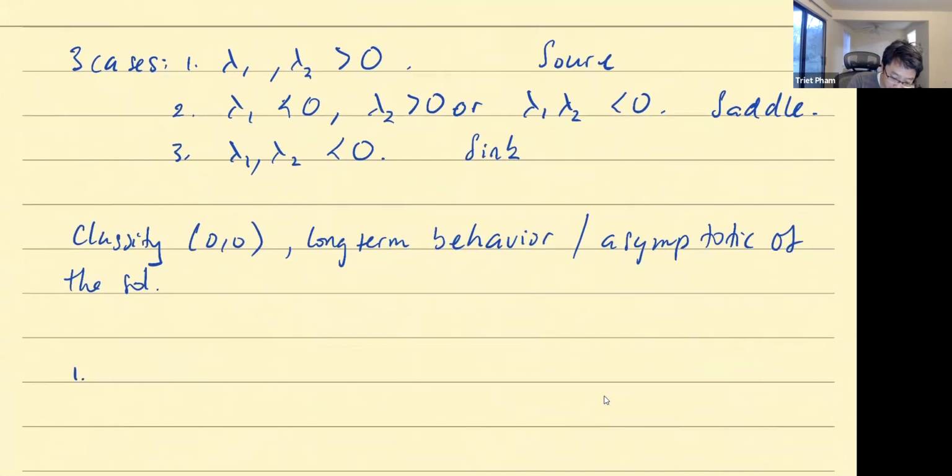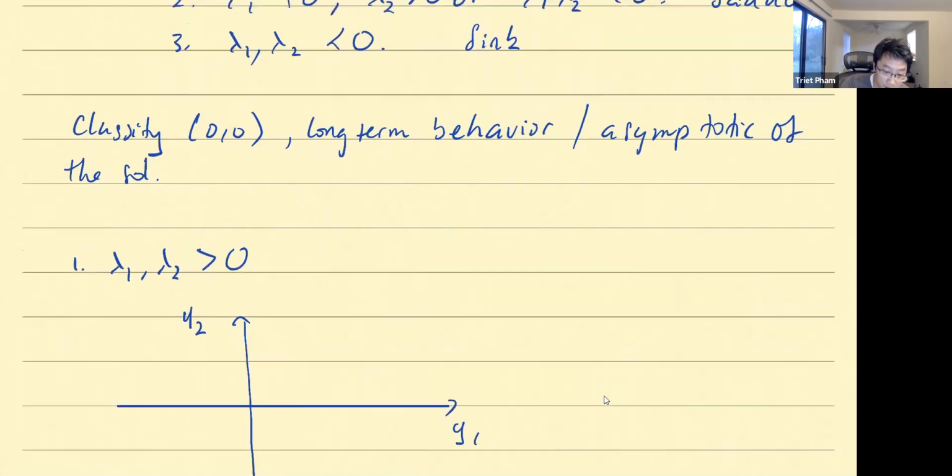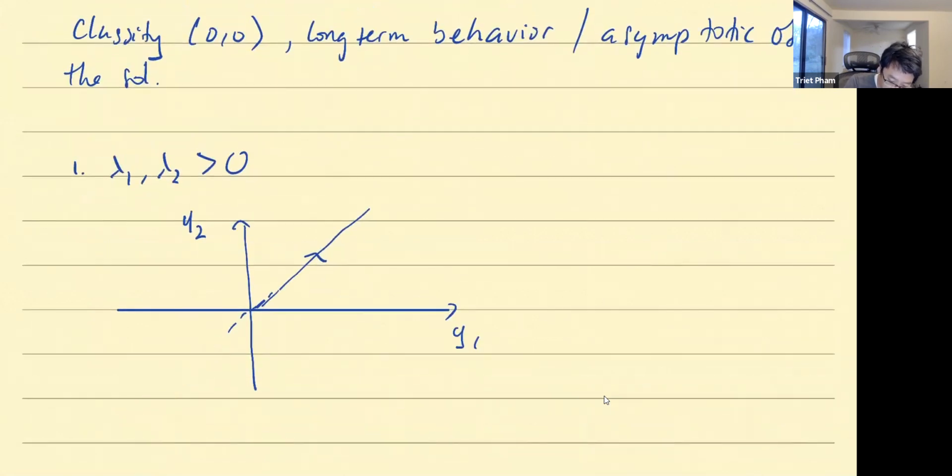All right, so let's look at case 1. Case 1 is when you have both eigenvalues being positive. If both eigenvalues are positive, and suppose that the eigenvectors look like this, what happens is, if you have 1, 1, then the solution will go out. If you have -1, -1, then the solution goes out like this.